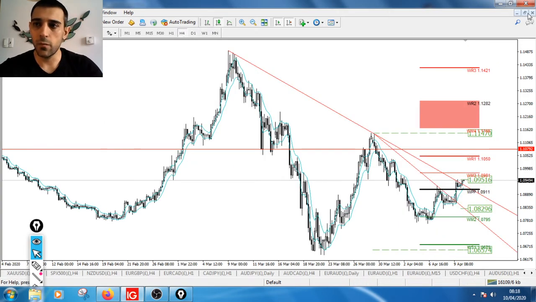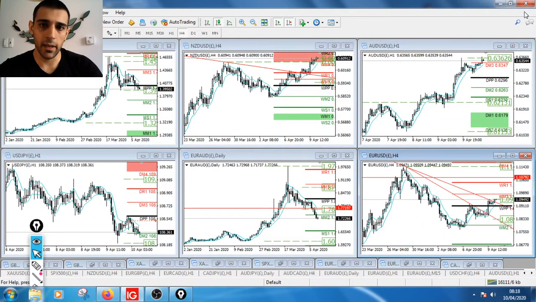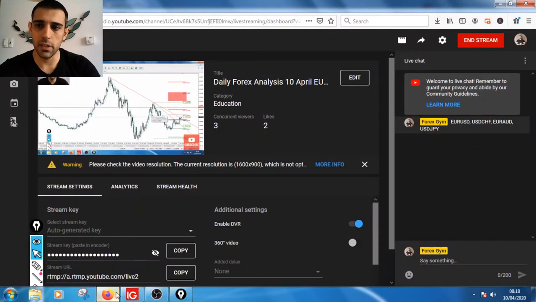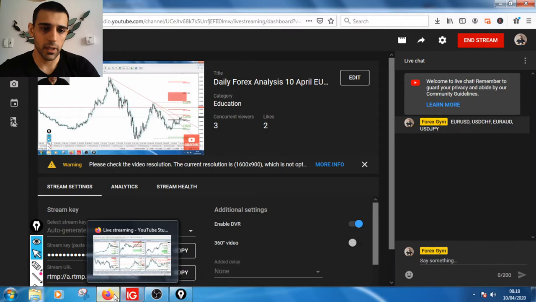So that will be it for the euro dollar, and now we can move to the other currency, which was the US dollar against the Swiss franc. Let's move to the US dollar against the Swiss franc.